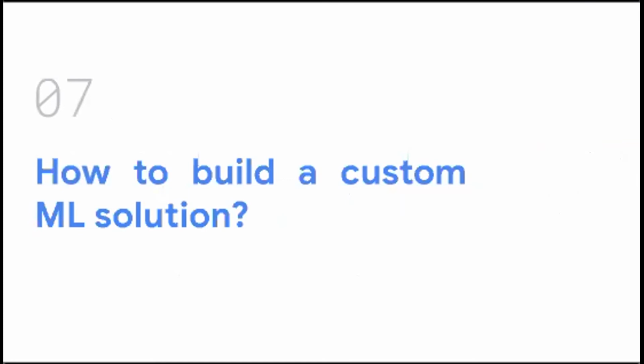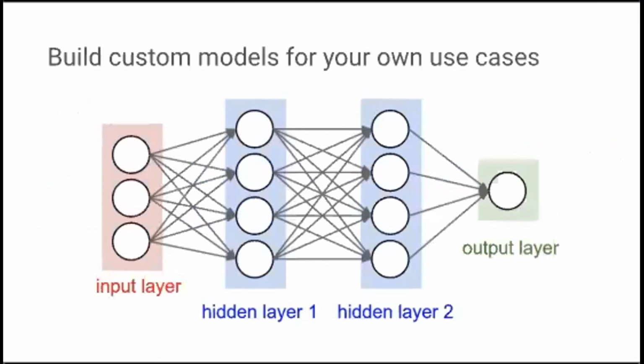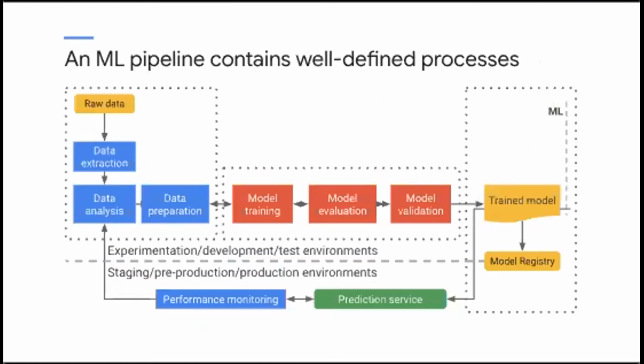So let's say you don't want to use the pre-trained models. You don't want to use AutoML to just have a graphical user interface where you can click and drop, and you want to build your own solution. That's also possible. So how do you build a custom ML solution? Basically, Google also offers tools such as TensorFlow and Cloud ML, so you can create models of your own. You have your input layers, hidden layers, and all the output layers. You can do all of that.